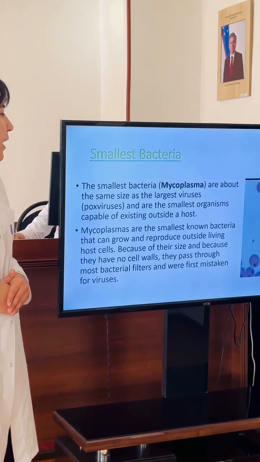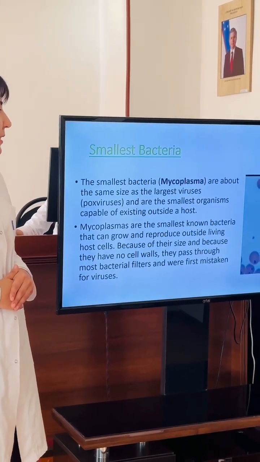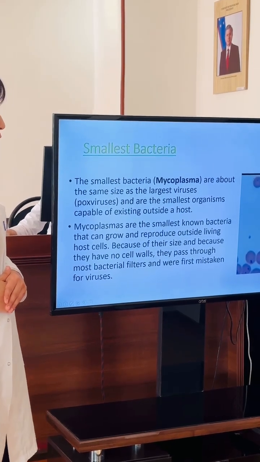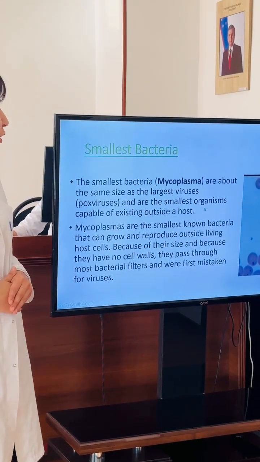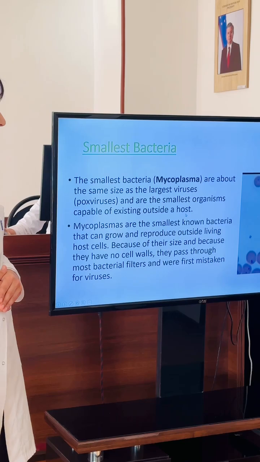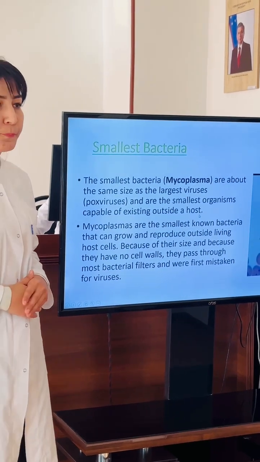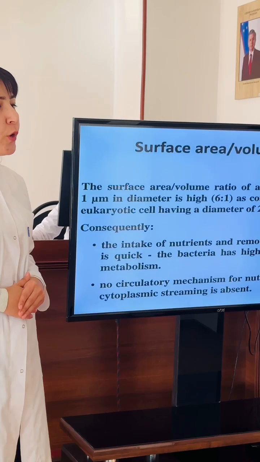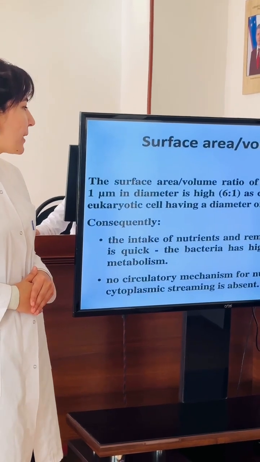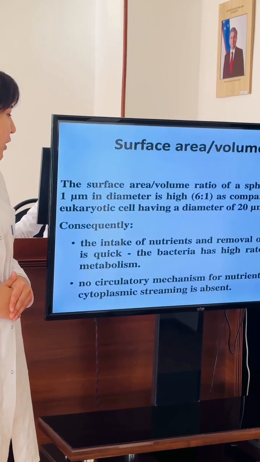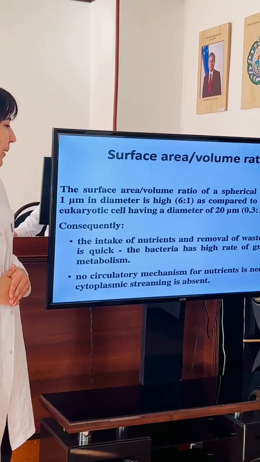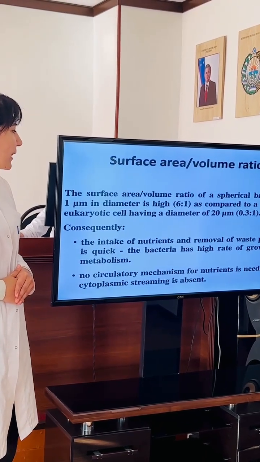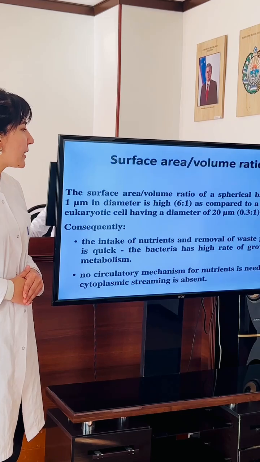Smallest bacteria. The smallest bacteria are mycoplasmas, about the same size as the largest viruses, poxviruses, and are the smallest organisms capable of existing outside a host. And the surface to volume ratio. The surface to volume ratio of a spherical bacterium of 1 micrometer in diameter is high, compared to a spherical eukaryotic cell having a diameter of 20 micrometers.